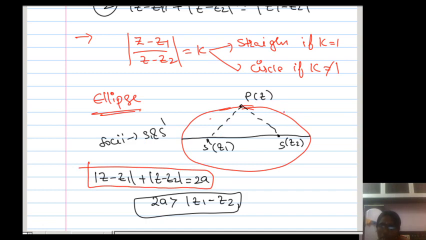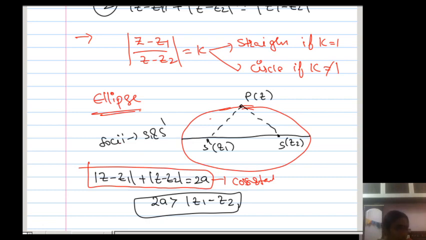The distance from that point Z to Z1, meaning |Z minus Z1|, is the distance, and you add the distance from that point Z to Z2, so |Z minus Z2|. If you add the distances, what are you getting? A constant. Here 2a represents the constant, a fixed value. That is 2a here.